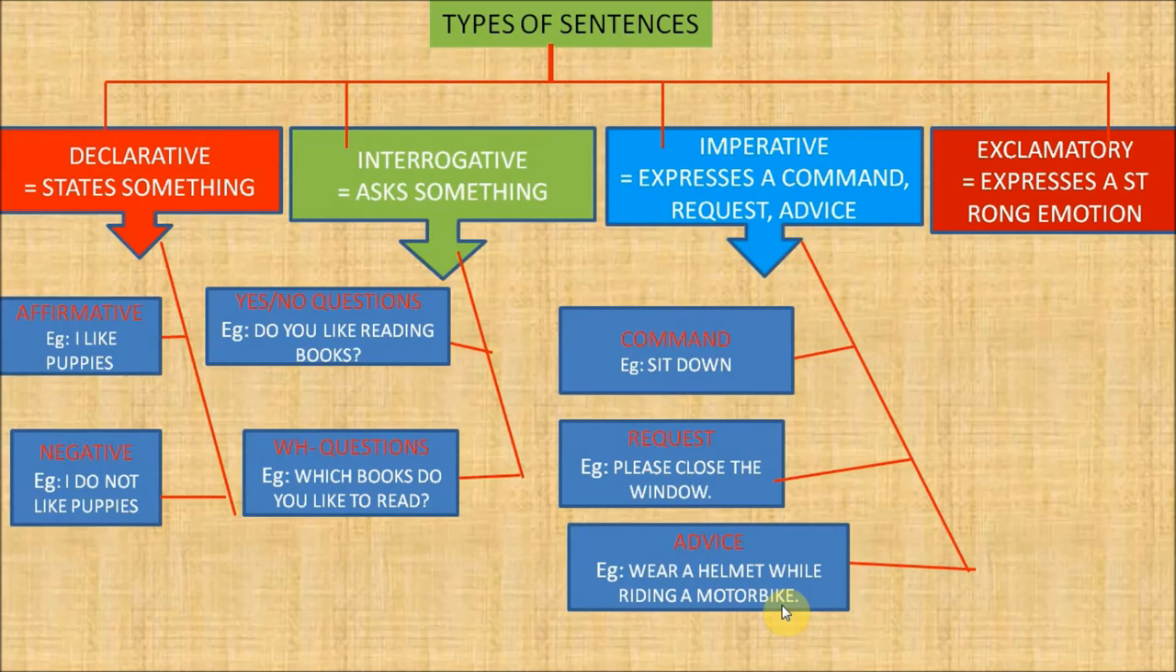So in this way we have seen what is a sentence, direct and indirect object, and types of sentences. So that's all for today.